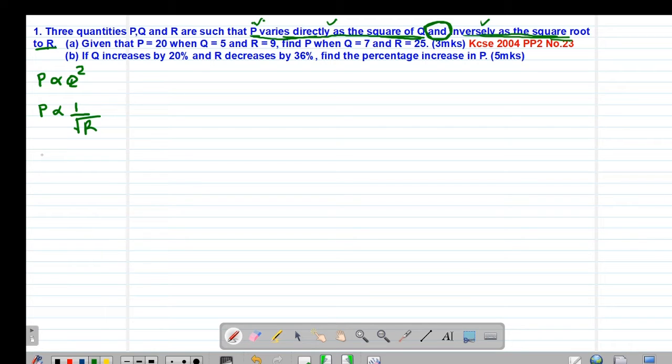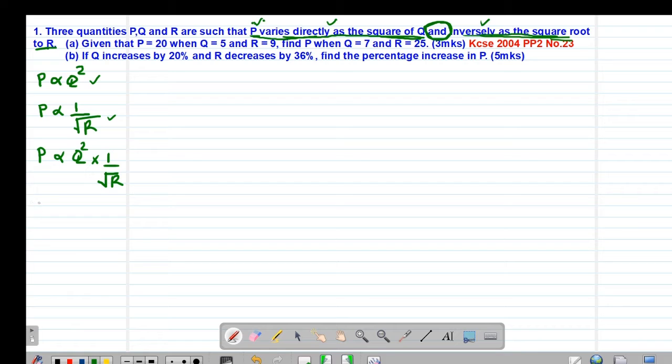So it simply means that we are dealing with joint variation. So we are going to join these two, or combine them. To combine them, we are simply going to write that the quantity P is directly proportional to Q squared. So remember, "and" simply means you multiply. So multiplied by the other quantity, which is 1 over the square root of R.